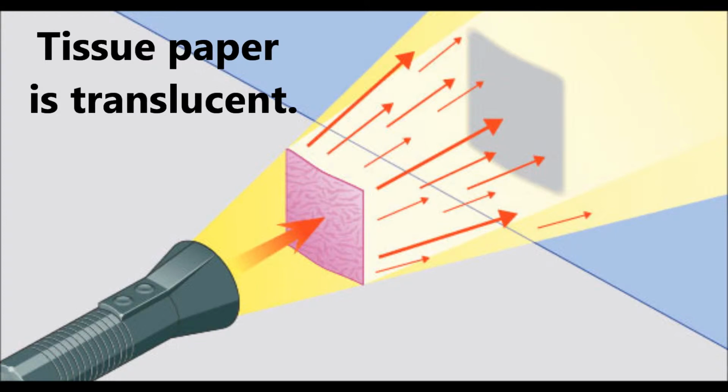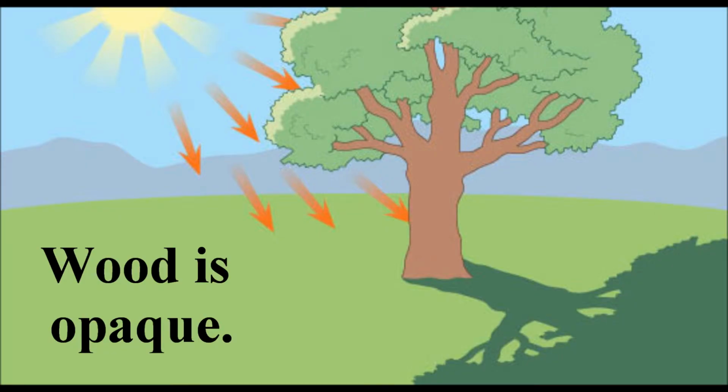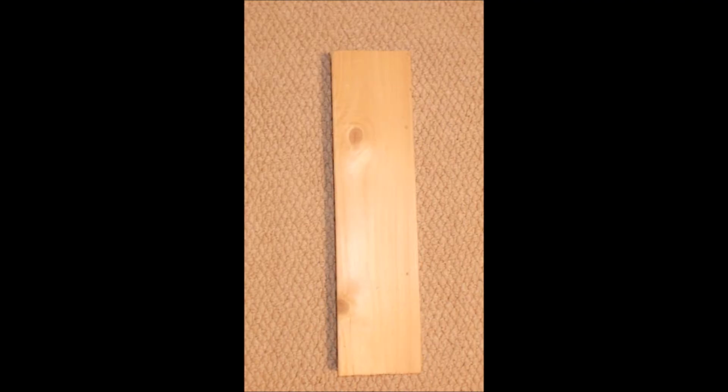Translucent materials let some light through, but they scatter the light in all directions so that you cannot see clearly through them. Tissue paper is an example of a translucent material. Opaque objects make dark shadows. Opaque materials do not let any light pass through them. They block the light. Wood is an example of an opaque material.